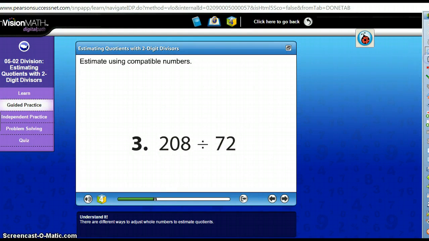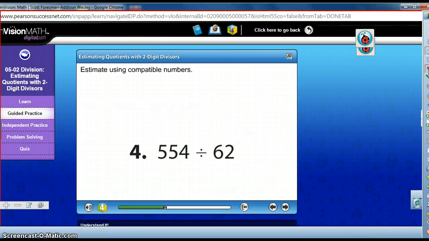I'm going to let you try this one. I'm going to give you a little time. 554 divided by 62. Think about those multiplication facts.